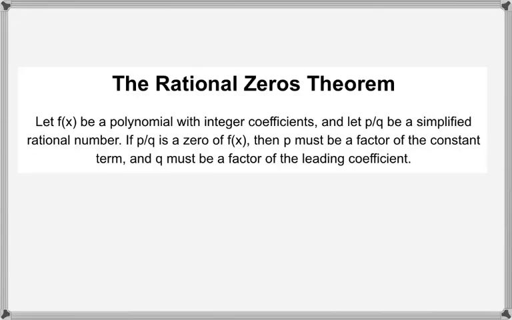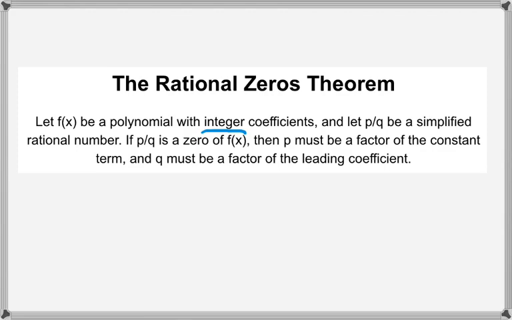In this video, we're going to discuss the Rational Zeros Theorem. So the Rational Zeros Theorem says that if f of x is a polynomial with integer coefficients, so that's important. We don't have any coefficients that are fractions or square root of 5 or 2i.